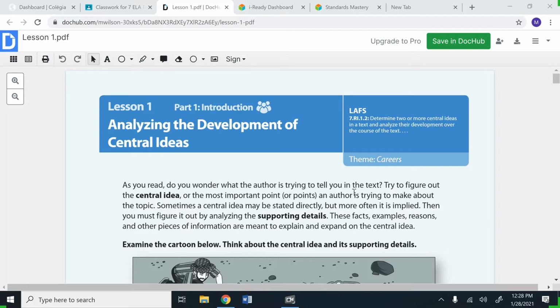Now remember, authors don't always state the central idea directly. So you need to figure out what the central idea is if it is not stated directly. In order to do this, you need to pay attention to supporting details and ask yourself what those details tell more about. So listen to the following text.